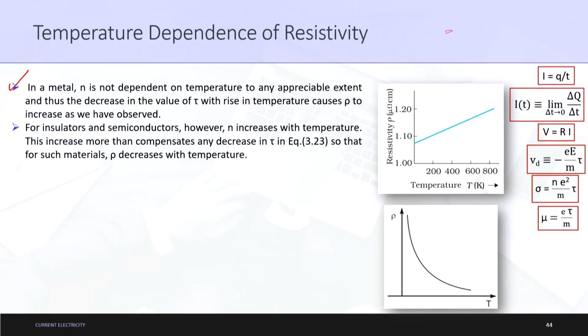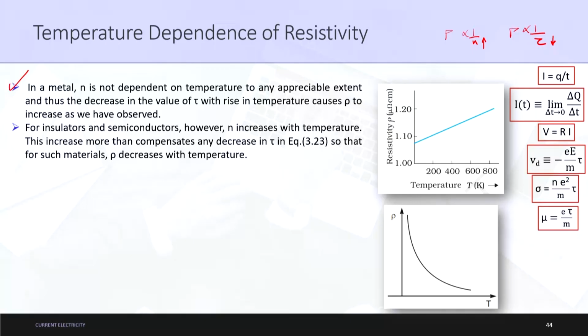This time, as rho is inversely proportional to n and rho is inversely proportional to 1 by tau, the value of n increases with temperature, and this increase more than compensates any decrease in tau. In semiconductors, the value of n takes its influence. Here the influence of n is very important. Why it is important may be dealt with in the chapter on semiconductor devices. For now you should remember that here the value of n is very important. Hence, this increases more than tau decreases, it overcompensates the decrease in tau, and therefore rho decreases with temperature.